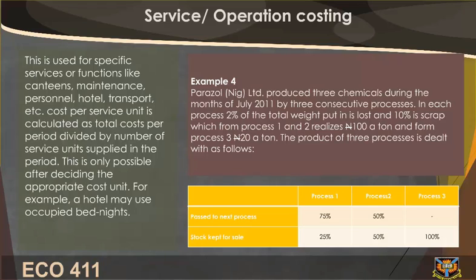For example, Parasol Nigeria Limited produced 3 chemicals during the month of July 2011 by 3 consecutive processes. In each process, 2% of the total weight put in is lost and 10% is scrap, which from processes 1 and 2 realizes 100 naira a ton, and from process 3, 200 naira a ton. The product of the 3 processes is dealt with as shown below.